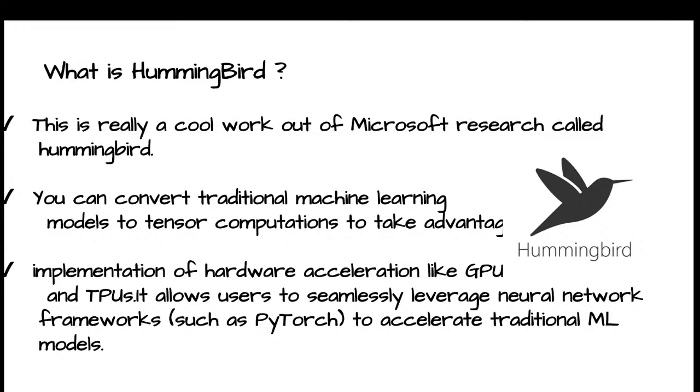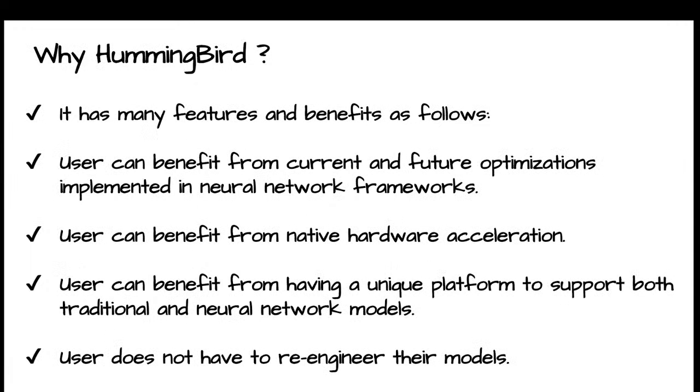So for getting this advantage, we have Hummingbird, which will convert your traditional machine learning model to a PyTorch framework so that we can get the advantage of CPU, GPU, and TPU, all of them.